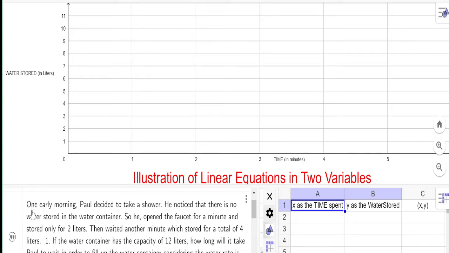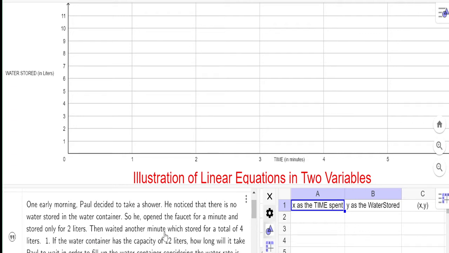So the situation goes like this. One early morning, Paul decided to take a shower. Isang araw daw si Paul, gusto niya maligo. He noticed that there is no water stored in the water container. Nung pumunta siya sa paliguan, walang tubig na naimbak. So yung ginawa niya, he opened the faucet for a minute. Binuksan niya yung gripo at nakapag-imbak ng 2 litrong tubig.